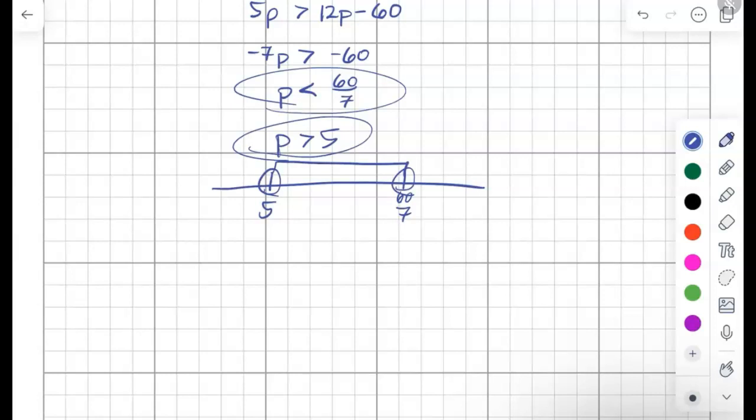So we would say in terms of an interval that x is in, or p, sorry, let's use the right variable. What was p again? It says p is the object's distance from the lens, which has to be in the interval 5 to 60/7. Between 5 and 60/7.